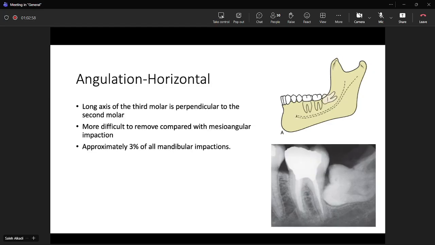Then we have the horizontal impaction, where the lower third molar's long axis is perpendicular to the adjacent second molar, as you can see here. So there is a 90 degree angle between them. It's more difficult to remove compared to mesioangular impaction. However, only 3% of cases are horizontally impacted wisdom teeth, so it's not as common as mesioangular.